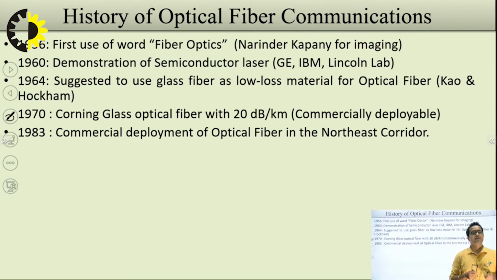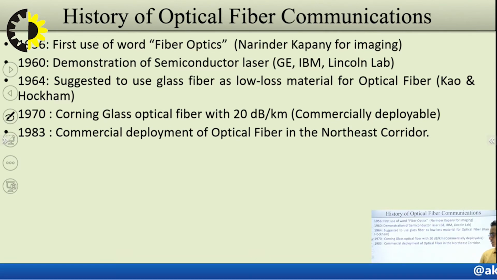Now after 1956, in 1960, the development of the laser by Theodore Maiman provided a major breakthrough in the field of fiber communications. After this, in 1964, the two scientists Kao and Hockham suggested glass fiber for optical fiber communications. They suggested glass fiber because glass is a material that gives low loss to a signal.